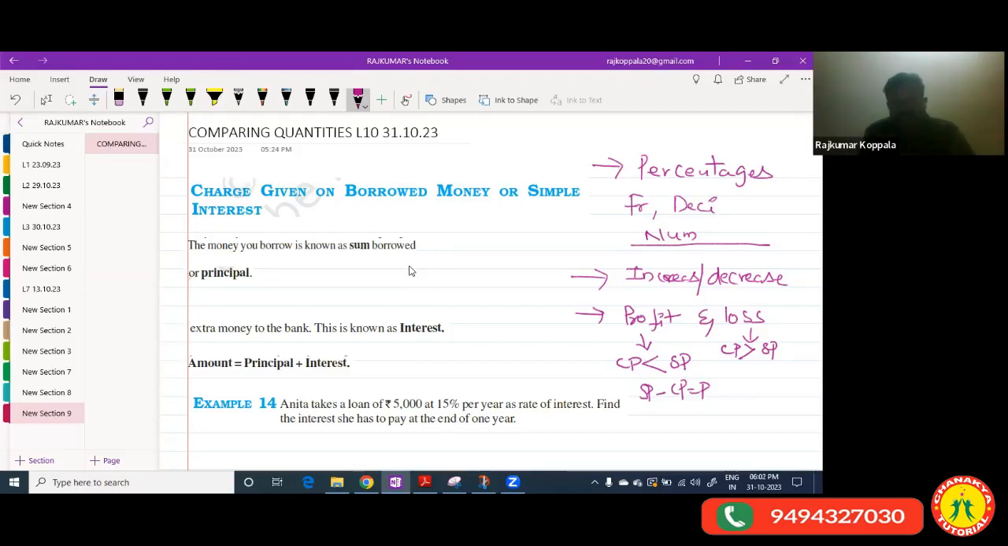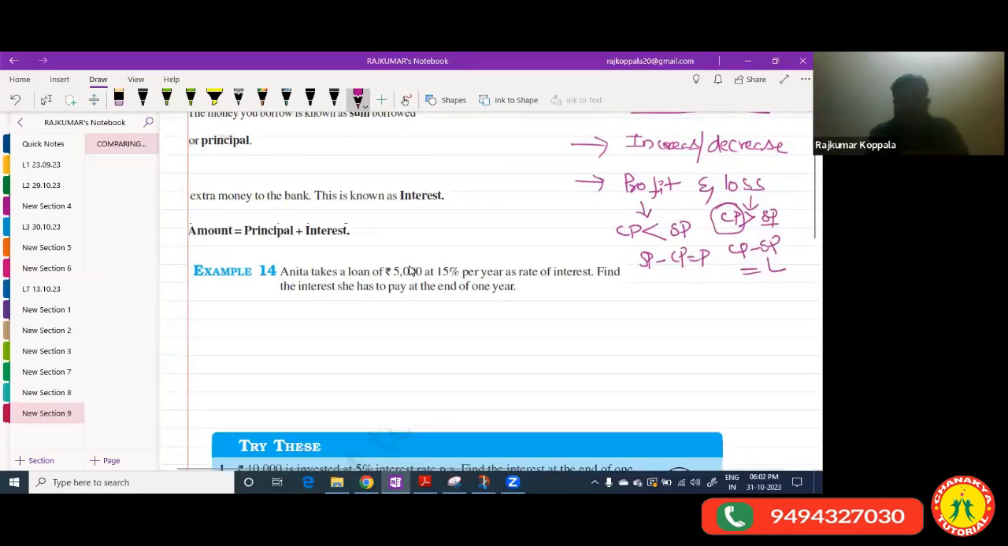In the same way, for loss, which one is more? Here the cost price is more. So you just subtract the selling price from the cost price, then you will get the loss. These things we have discussed already. And how will we calculate the profit percentage or loss percentage? If it is only profit or only loss, we just subtract. Profit means selling price minus cost price. Loss means cost price minus selling price.